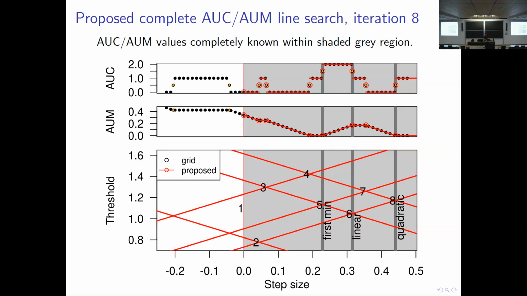So do we have any question about how that works? So at the end of the algorithm, depending on how far you go, you've got at least some part of the AUM and AUC functions, which are known completely. So we know for all step sizes in the gray region, we know what all of the AUC and AUM values are. That's pretty cool, right?